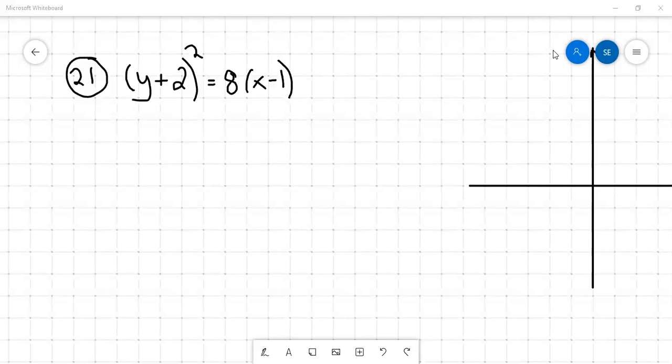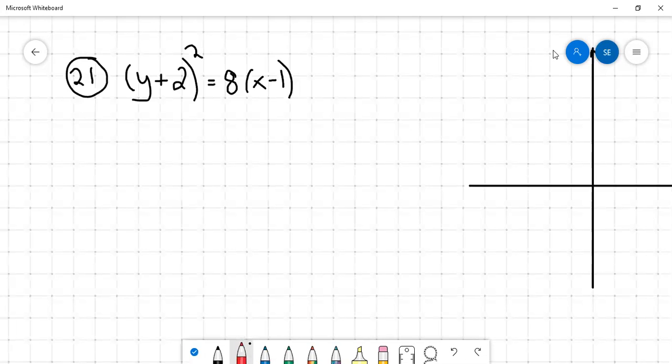Whenever we have one of our variables squared and the other is not, it's going to be a parabola. And whichever variable is squared determines the way it opens. So this is (y + 2)^2. Because our y is squared and positive, we're going to have a parabola that looks like this. I try to think about that when I first do my analysis of it.